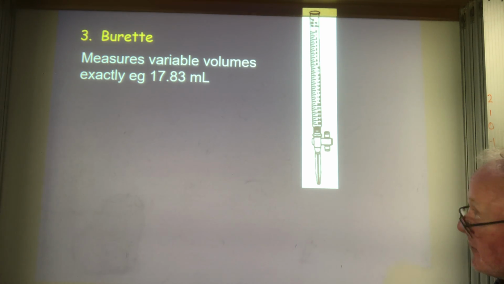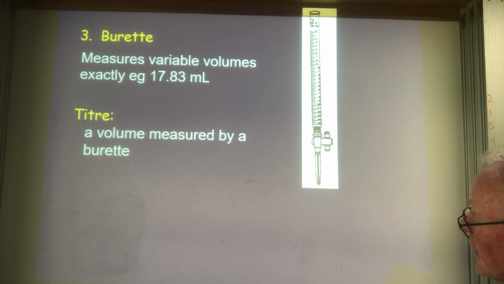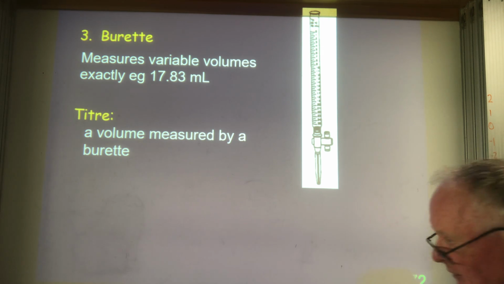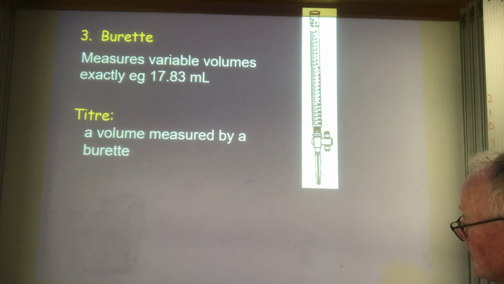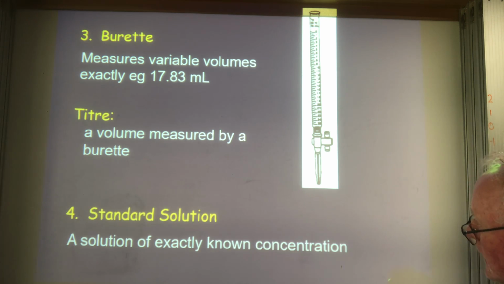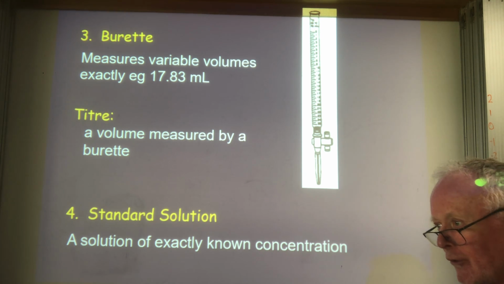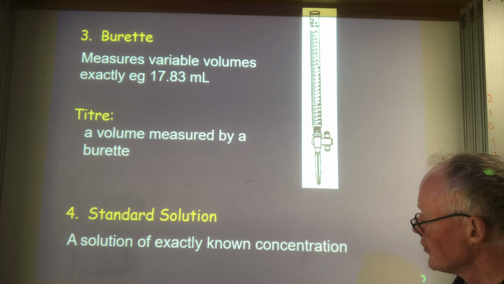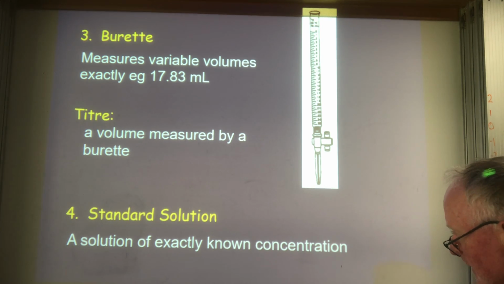Now, the volume dispensed by a burette is called a titre. Again, another word that you need to understand. Titre: the volume delivered by a burette. More terminology. If it's a standard solution, it's a solution that we know the exact concentration of to at least 3, usually 4 significant figures.